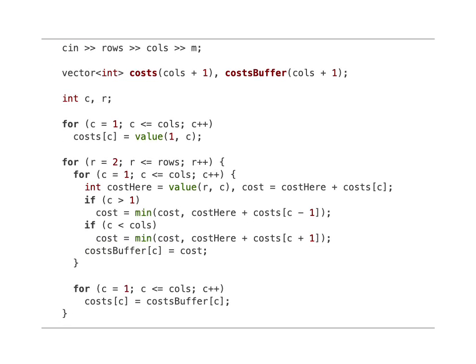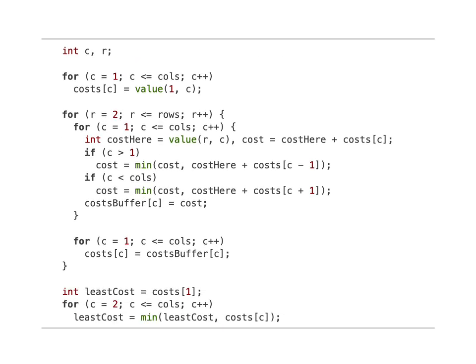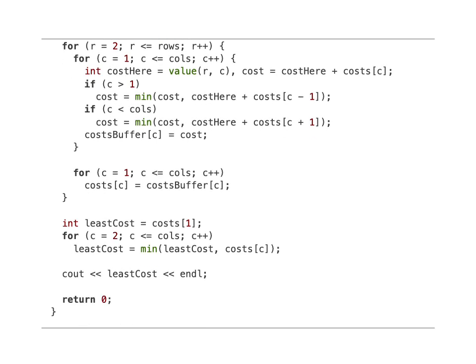When we are done with the row, we update the costs by copying the values in the buffer array to the costs array. And when we have gone through all the rows, we simply find the least value in the updated costs array. And then we output the solution, and we're done.